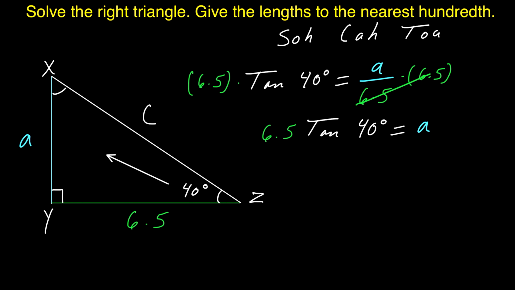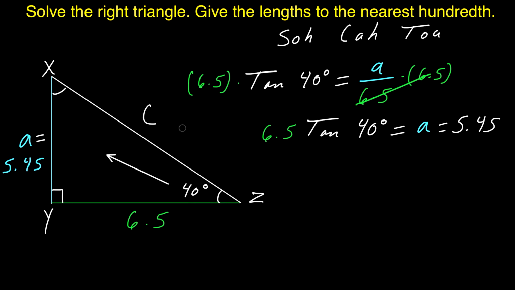So I encourage you, pull out your calculators and work this problem out with me. And make sure your calculators are on degrees and not radians. So we have 6.5 times the tangent of 40 degrees equals, and A is going to be 5.454, and it says to round to the nearest hundredth, so that's going to be 5.45. So A right over here equals 5.45. Awesome, so we were able to solve for A.